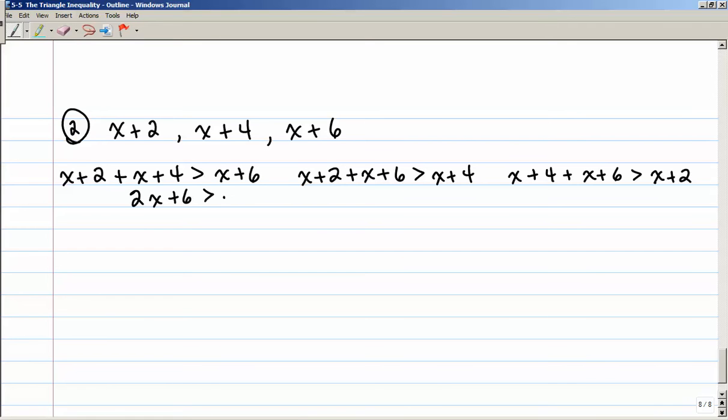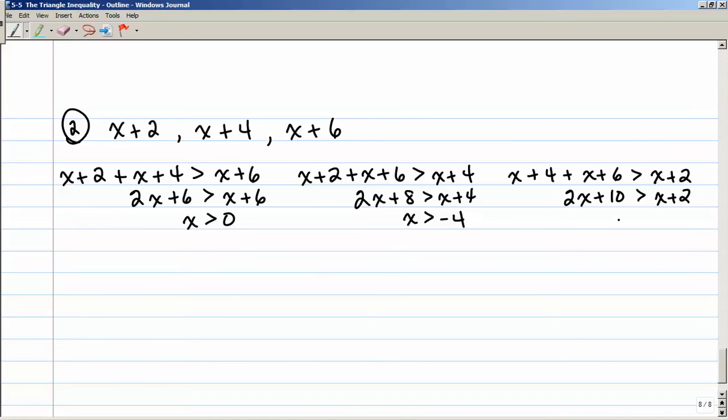2x plus 6 is greater than x plus 6. X is greater than 0. 2x plus 8 is greater than x plus 4, or x is greater than negative 4. Or 2x plus 10 is greater than x plus 2, or x is greater than negative 8.